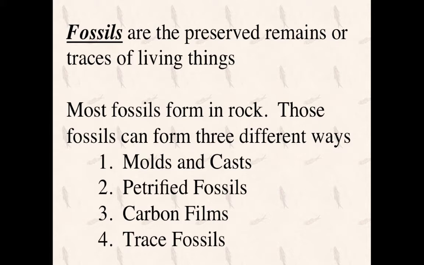Those fossils can form in three different ways. We have molds and casts, we have petrified fossils, and we have carbon films. And then the other thing you can find in rock, which is not actually the preserved remains of an organism, is something called trace fossils, which are the preserved remains of things like footprints, nests, and things like that that indicate a prehistoric organism was present there, but it's not the actual remains of the organism.